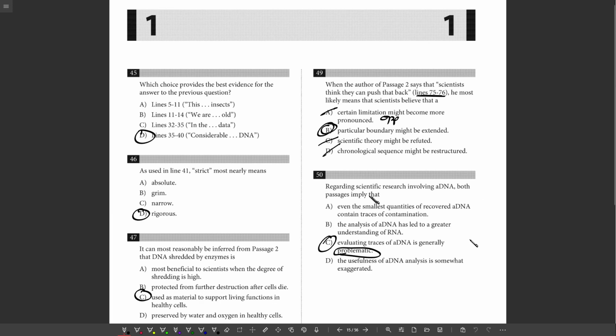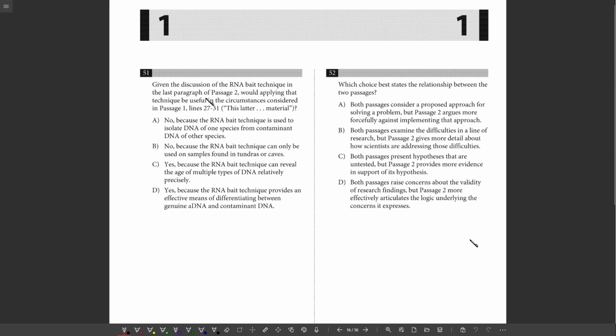They don't talk about, for choice A, smallest quantities containing trace of contamination. If anything, when you shred it, there is no contamination, but it's shredded, so you're losing all that information. The analysis of aDNA has led to a greater understanding of RNA. Doesn't talk about that specifically in both passages. D is probably not something that's supported really by either. I think they agree that aDNA analysis is useful. It's just hard to do. So 50 is C.